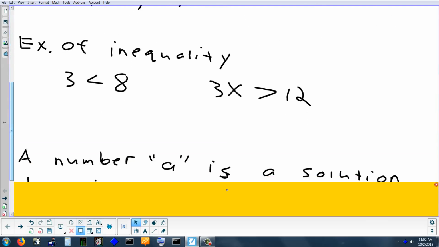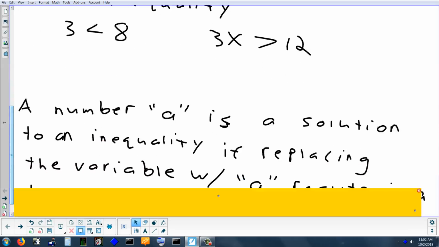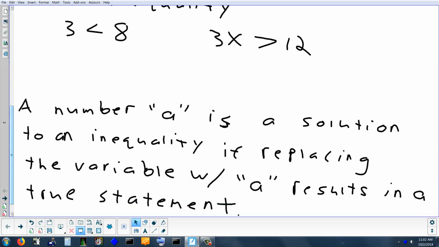So to figure out if a number is a solution, like let's say I wanted to know if 5 was a solution to the problem 3x is greater than 12. You take the number, you plug it in, and you see if you get a true statement. So to check if it's a solution, replace the variable with whatever number you're checking, and see if you get a true statement. So let's check 5 in this one.